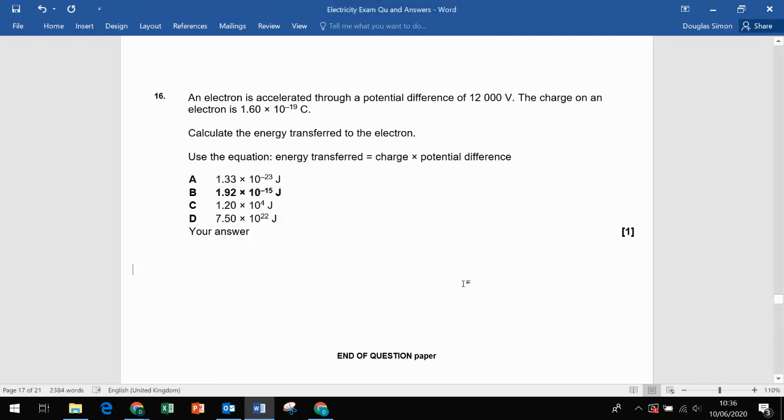So well done for completing all these questions. If you manage to get a good mark in this, you will do very well in the test.